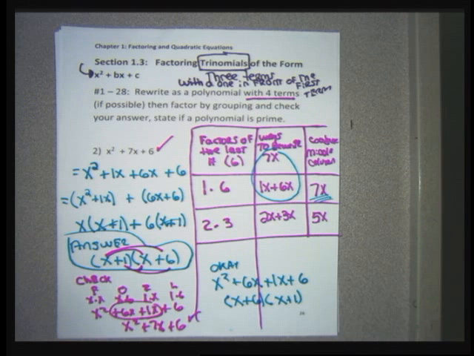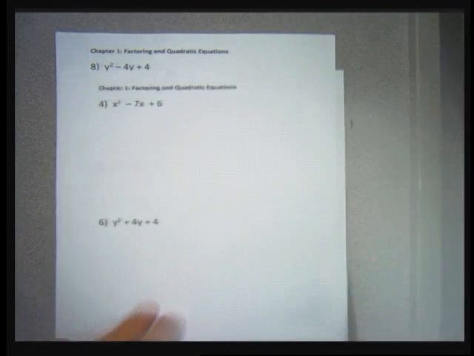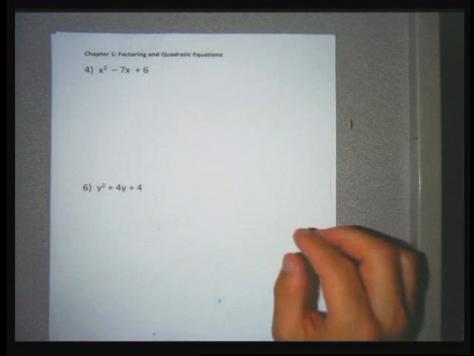So every problem between 1 and 28, I'm essentially going to do this. So I'll move down to number 4. And number 4 is going to be harder because it has a negative sign. But I can do the same table approach.